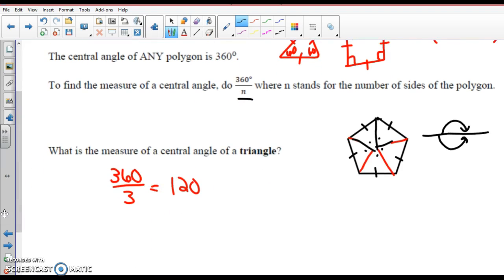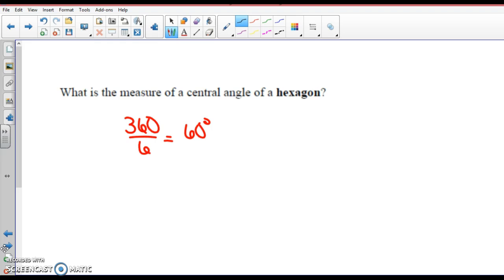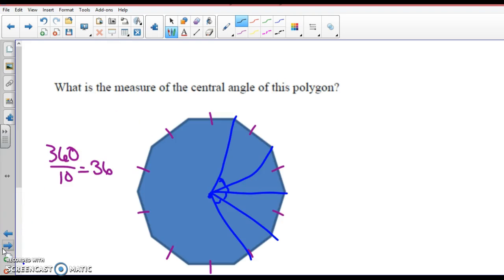So, what's the central angle of a triangle? 360 divided by 3 is 120. The central angle of a hexagon. A hexagon has 6 sides, so 360 divided by 6 is 60. The central angle of this polygon. Now, if I count these sides, I'm going to start here. 1, 2, 3, 4, 5, 6, 7, 8, 9, 10. There are 10 sides. So 360 divided by 10 is 36 degrees each. And I drew a picture here. These are the angles that we're talking about, the central angles.